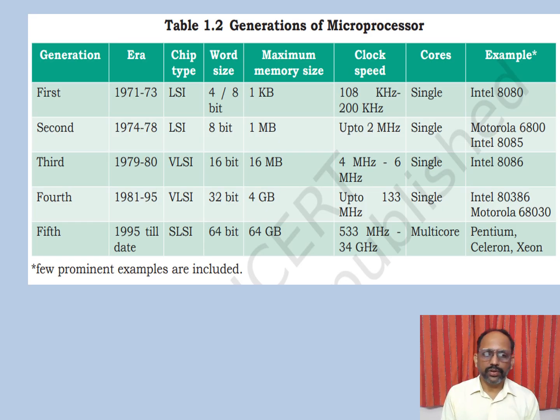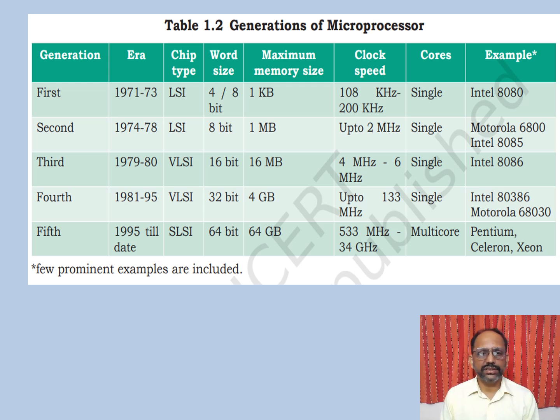Since the microprocessor is an important component of every computer, the speed of processing depends on the processing speed of the CPU, and the CPU is synonymously used as the microprocessor. Therefore, it makes sense and is important to study the different generations of microprocessors. There are 5 generations of microprocessors.